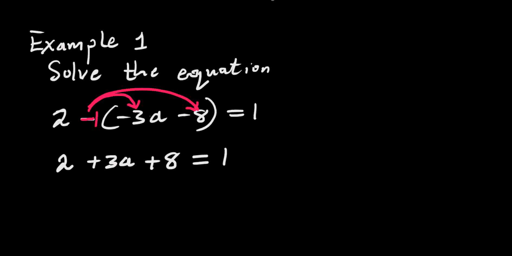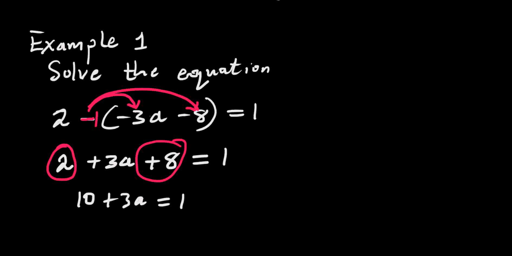So now on the left side, we can combine like terms. And the like terms on the left side are positive 2 and positive 8. So if we combine these two like terms, we are going to have 10. Positive 2 plus 8 is 10. Okay, plus 3a equals 1.